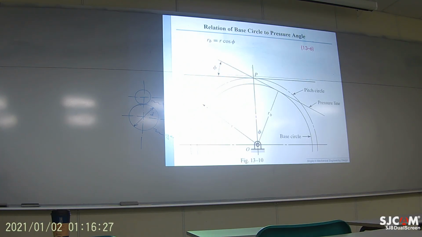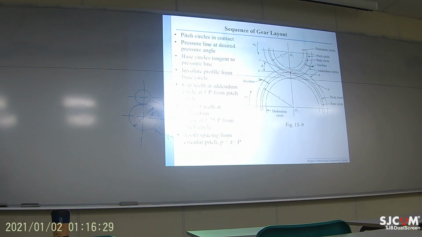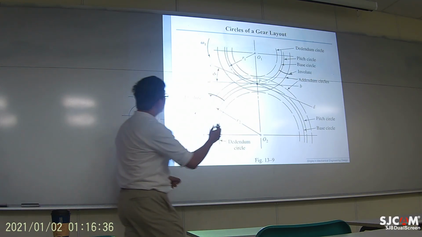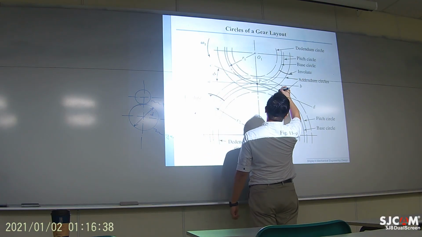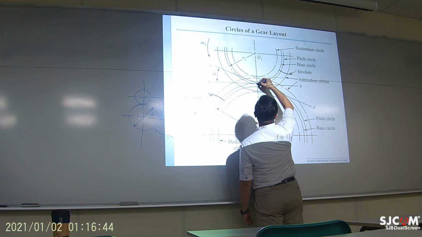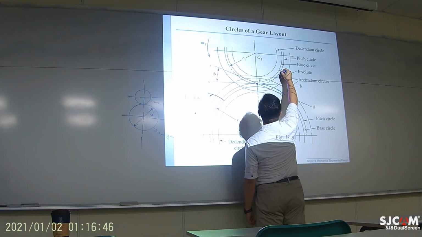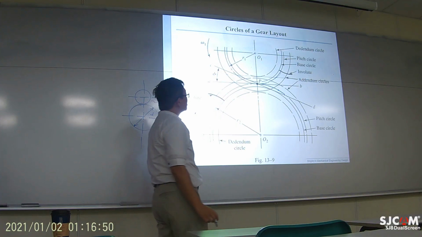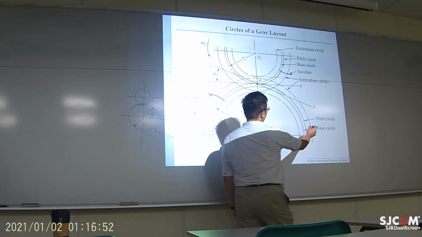The pressure line. So let me see which is a better drawing. This one is a better drawing. Pay attention to this one. The circles that are tangent to the neighboring circle, the conjugating circles, are the pitch circles, right?